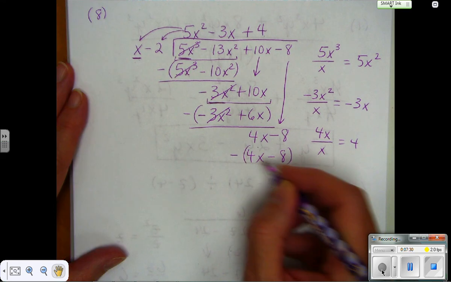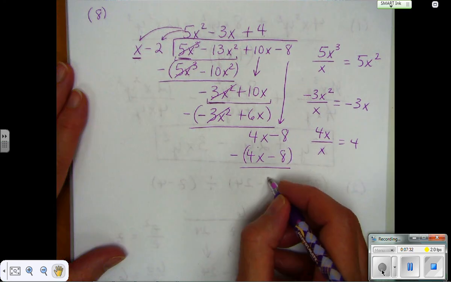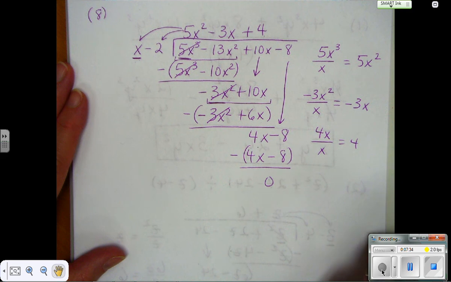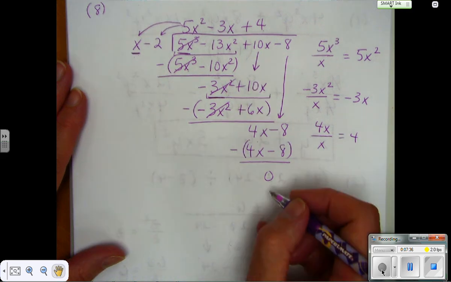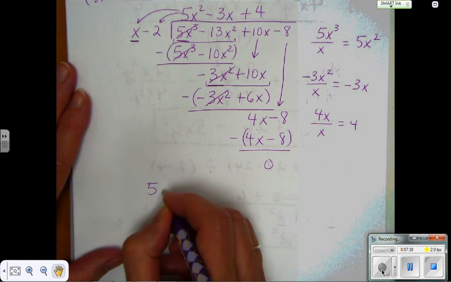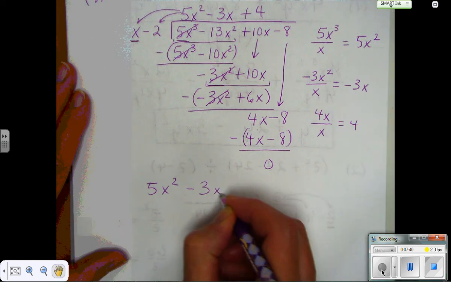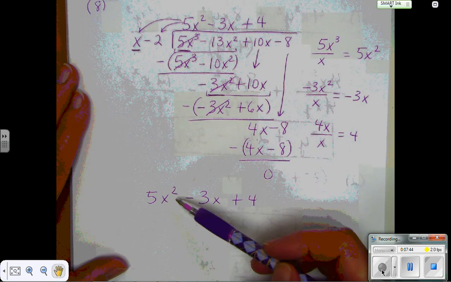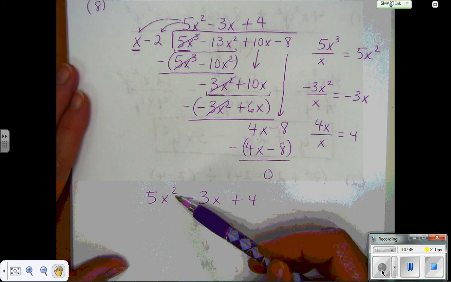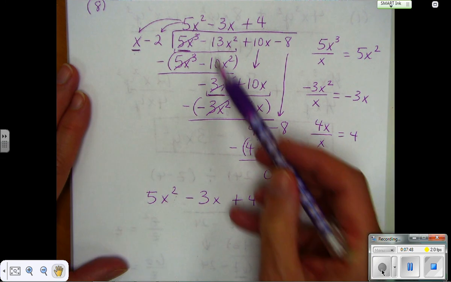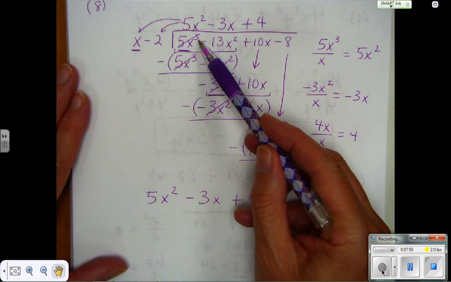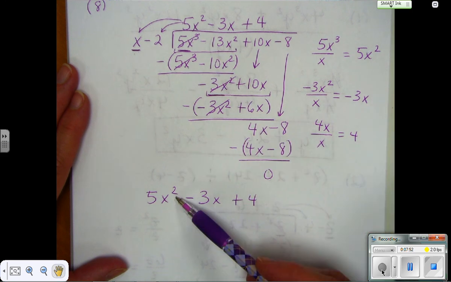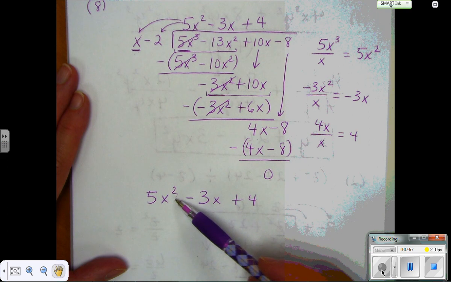And when I subtract that, they both subtract to be 0. So I don't have a remainder, and my quotient is 5x squared minus 3x plus 4. So notice my quotient, the leading variable, the degree is always 1 less than what you're dividing into. So you should always have at least 1 less than what you're dividing into.